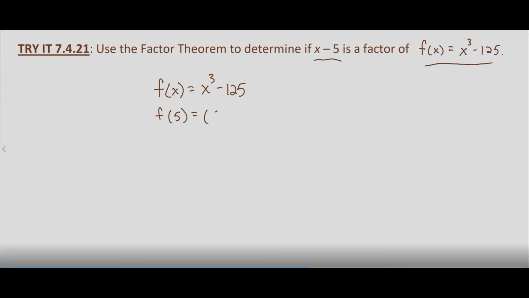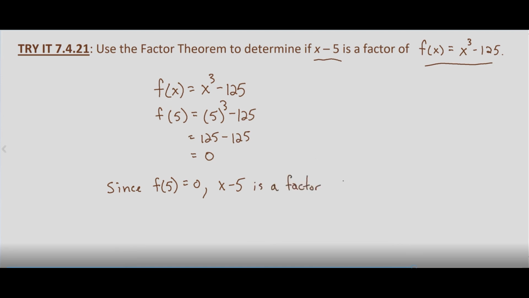Well, that equals 5 cubed minus 125, which equals 125 minus 125, which equals 0. So what that means is that since f of 5 equals 0, we know that x minus 5 is a factor of f of x equals x cubed minus 125.